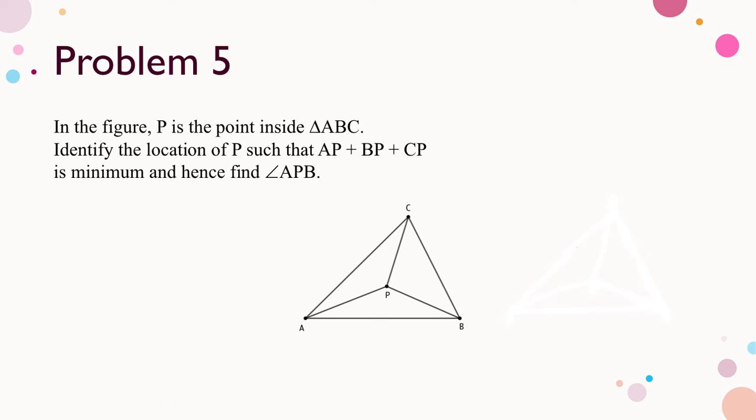Here is a classical problem. Given a triangle ABC, an arbitrary triangle, P is a point inside the triangle. Find the location of P such that the sum of distances from P to the 3 vertices is minimum, and hence find angle APB. Would you like to try on your own first? Pause then.